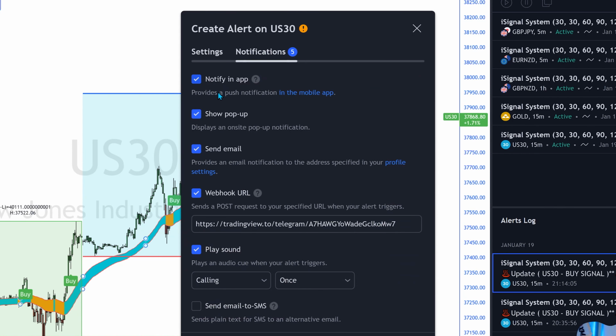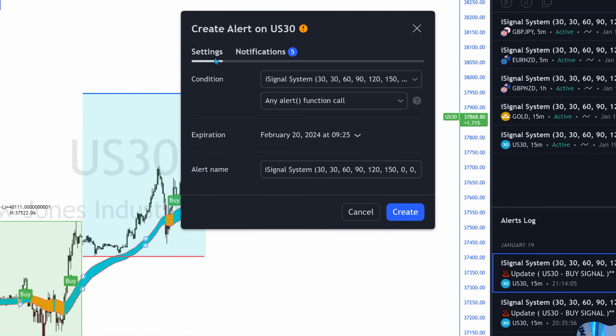Notification. Do you want to notify an app? Pop up, which is going to show up here. So you're going to get a message in this area exactly like this. It says buy Dow Jones and so on. Okay. Do you want to send an email? Yeah, get an email. If you want to hook it through webhook to get messages to Telegram, you can. When you get an alert, do you want a sound? Yeah, I want a sound. I have chosen this one. I go back to settings here. Okay. Everything looks good. I click create.